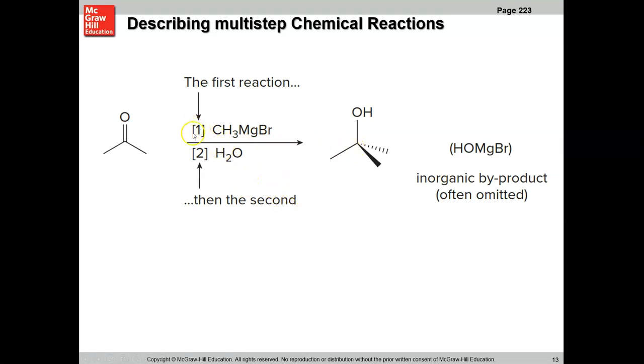So if you see a bracket with a 1 or a 2, for example, above or below an arrow, that just means we put one reactant in, we let it react, and then we put the second reactant in, and then we let that react. So sometimes we're also going to put catalysts here, and byproducts or things that are coming off are sometimes omitted. So just be aware of those different conventions.